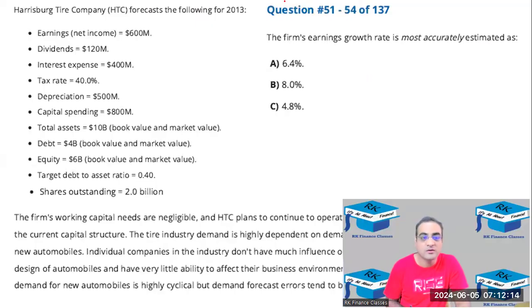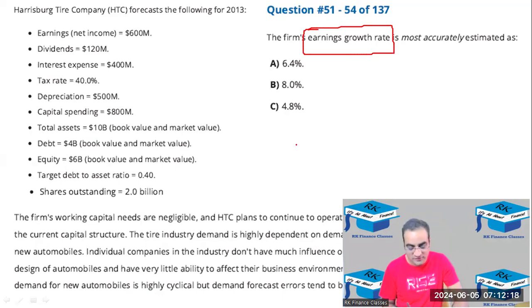Okay, so we were required to calculate the earnings growth rate. Understand, when they ask you like this, you could be asked to calculate ROE into retention, the sustainable growth rate. You could be asked about this ROE into retention rate. This could be one thing.